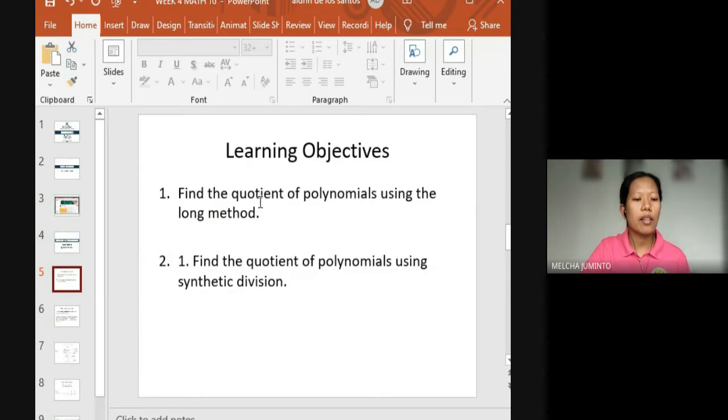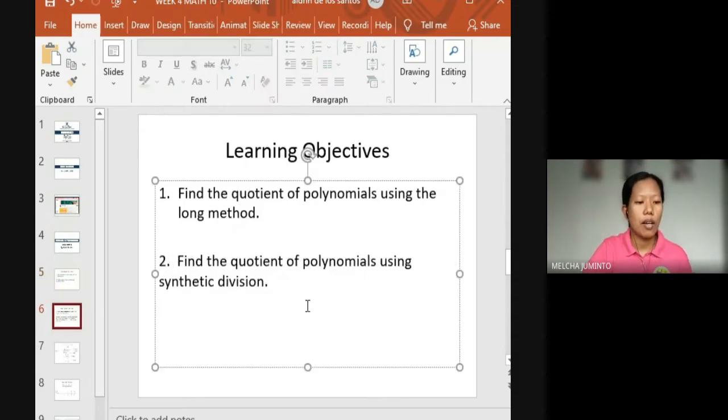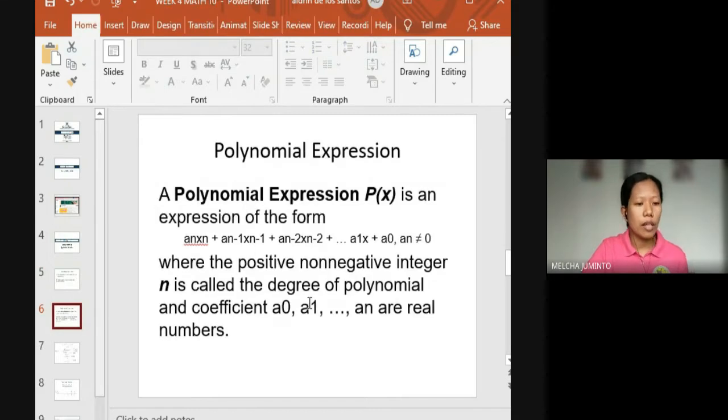So here are the learning objectives for this afternoon. First, you will find the quotient of polynomials using the long method. And second, you will find the quotient using synthetic division. Let us first talk about the definition of a polynomial expression.